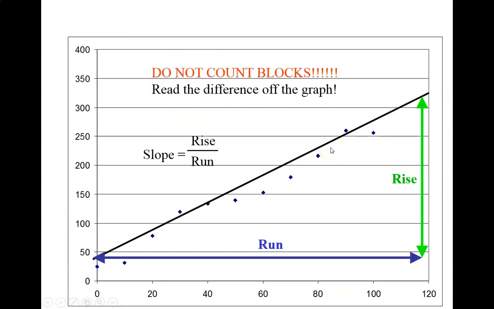When you calculate the slope of a line of best fit, and we're going to be using the line, not the data points, do not count blocks. Okay? You need to read the graph itself and calculate the rise and the run that way, and I'll show you what I mean by that.